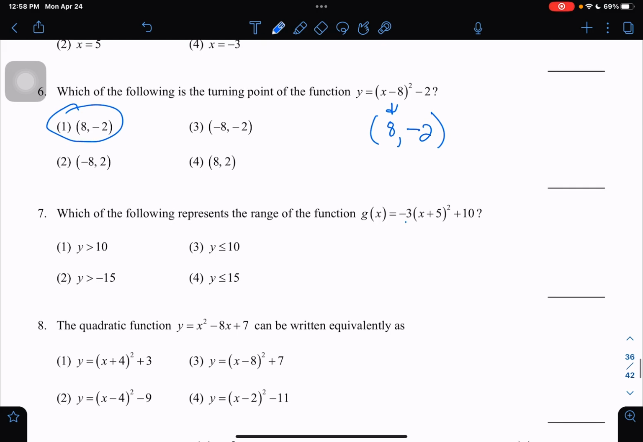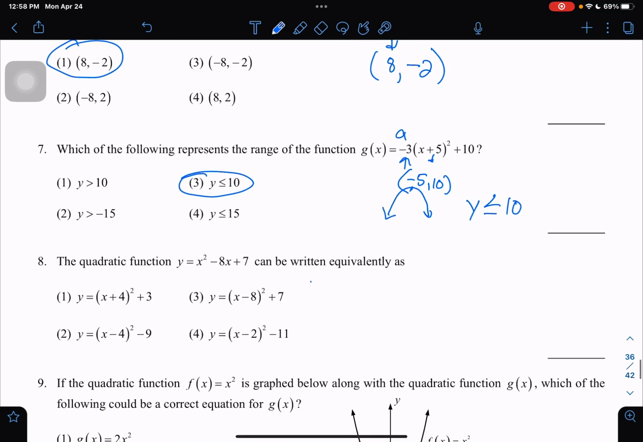Again, we have this -3, which is A. Right? So that means we have a parabola that's upside down. So this turning point that we can get, (-5, 10), is up here, and all the y's are going down from there. So y is going to be less than or equal to 10, which is number 3.